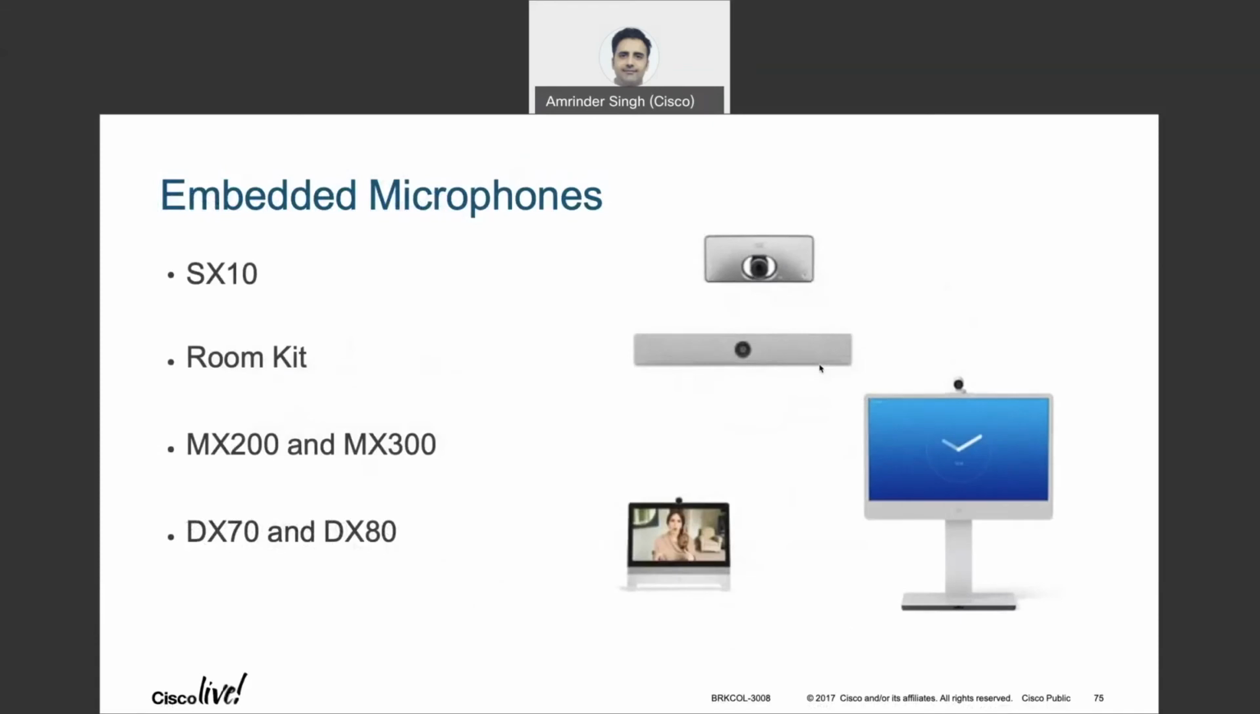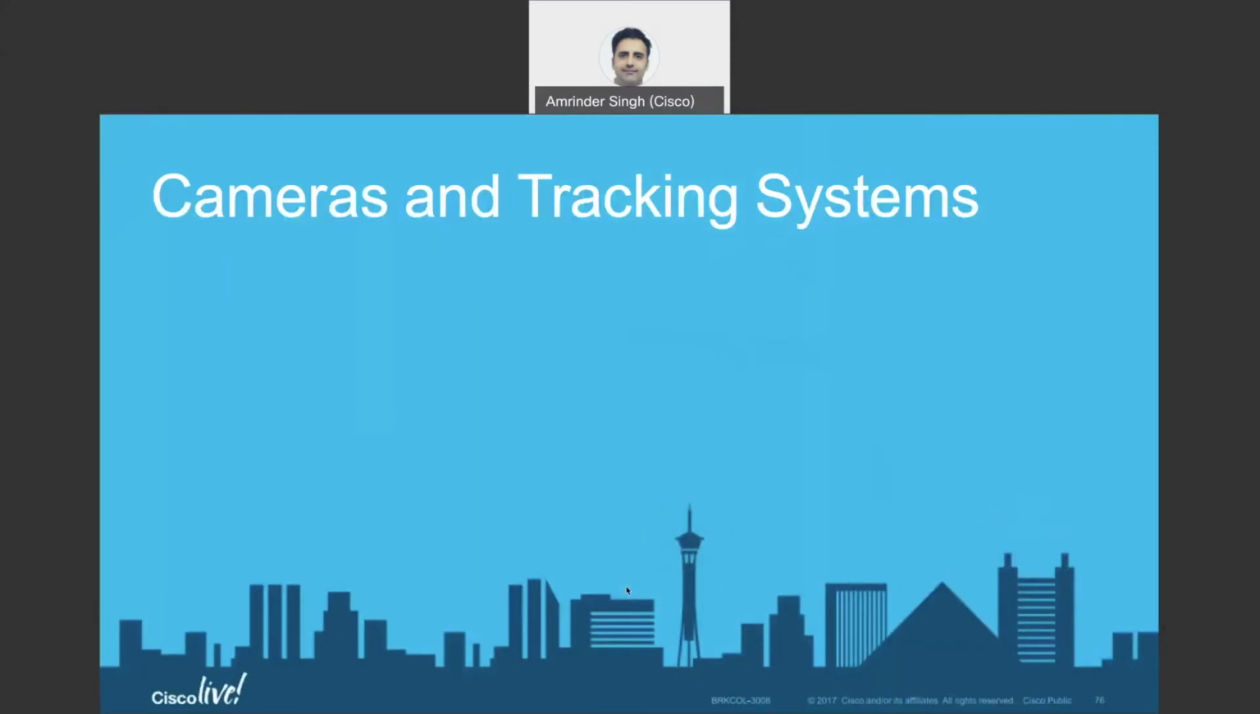A few units have an embedded microphone, which we already talked about. SX10, RoomKit, MX200, 300, and DX70/80 all come with the built-in microphone. But still, all of these units allow you to connect an external microphone if you want to. So Microphone 20 is the one that you can plug into these. I'll say for the top 3. For this one, because it's a desktop unit, you can place it on a desk. It would not be used in a room, so you need not have an external microphone connected, but there is a port available to connect headphones or a microphone of your choice.